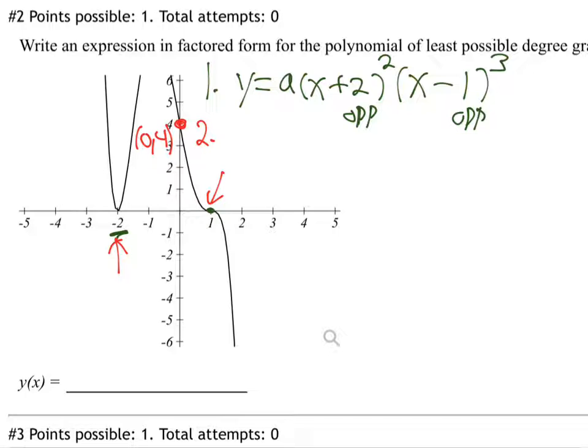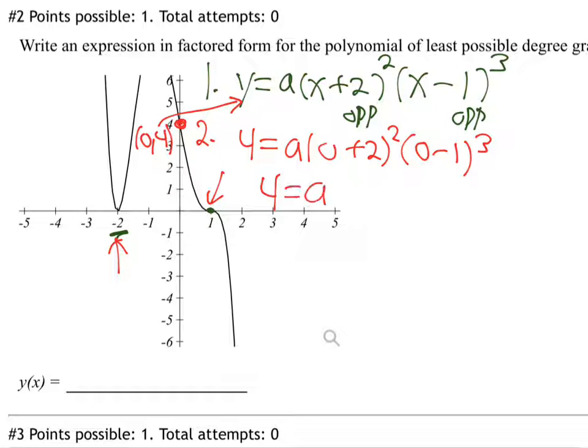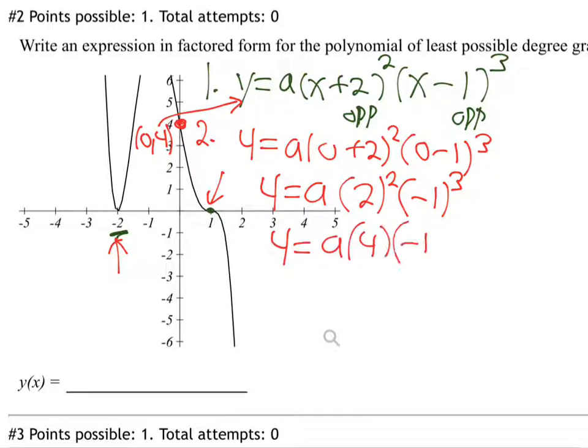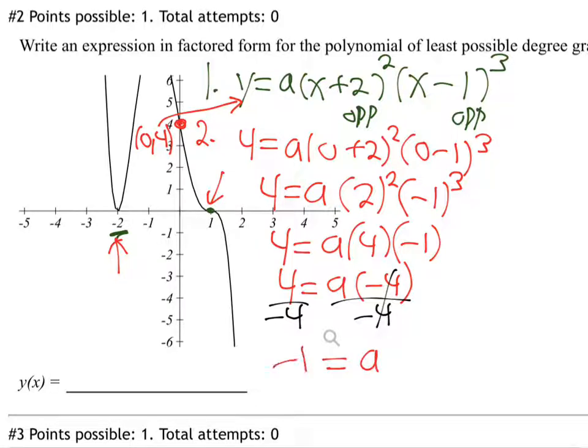Okay, so plug in 4 for y and 0 for x. And so what do we get? 4 equals A times 2 squared times -1 cubed. 4 equals A, what is this? 4 times -1. 4 equals A times -4. Last step to get A alone: divide by -4. A is -1. Is that good?